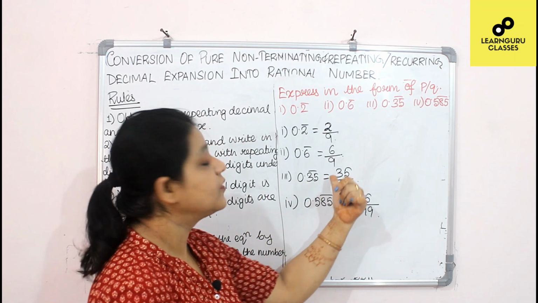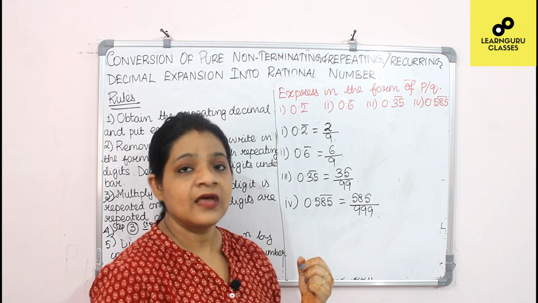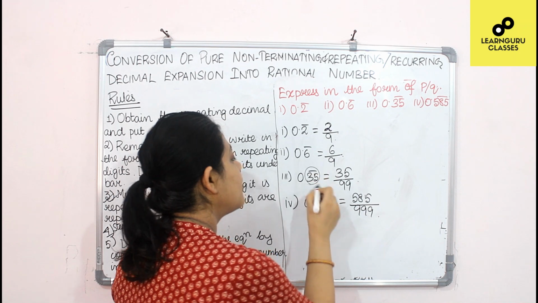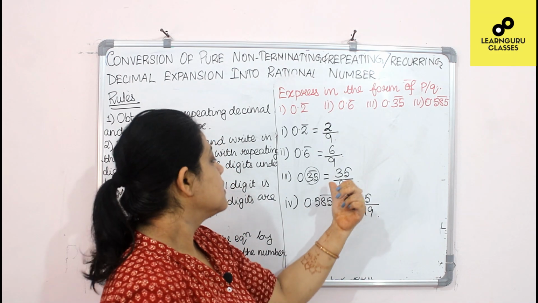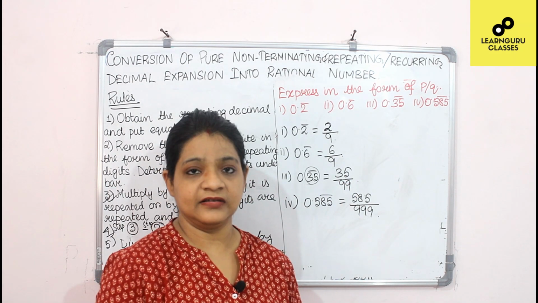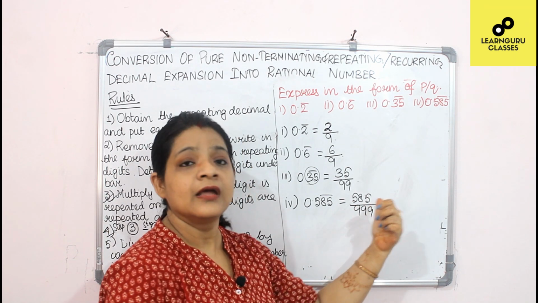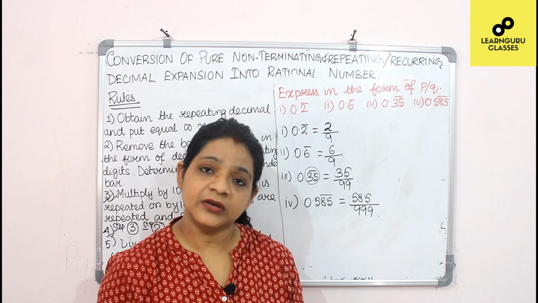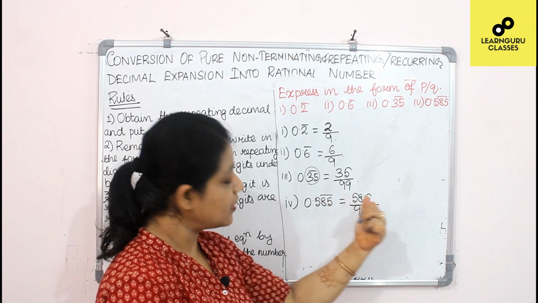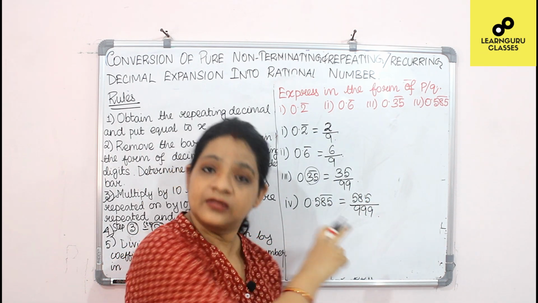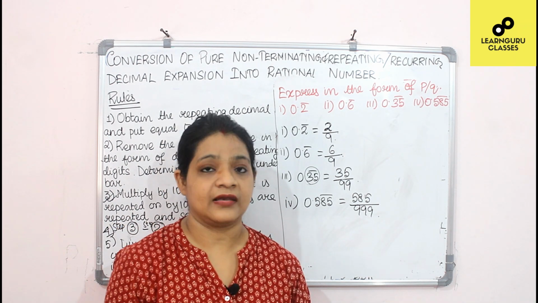Come to this 0.35 bar. So you will write the numerator as it is, and in the denominator, how many digits are being repeated? 35, 2 digits are being repeated, so here directly you will be writing 99. 0.585 bar equals 585 by 999. 3 digits are being repeated, so in the numerator we are writing the number as it is, and since 3 digits are under the bar, we are just replacing it with 999.